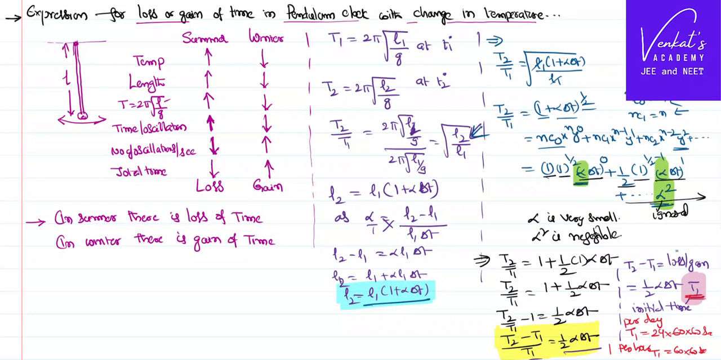This is the way that you can find the loss or gain of the time. So I want you to understand that in summer there is a loss of time, in winter there is a gain of time. By how much? By this much. Loss or gain of the time is half alpha into delta t. Like that we can calculate how much the pendulum loses or gains time with respect to the change in temperature. That's it. Thank you for watching.